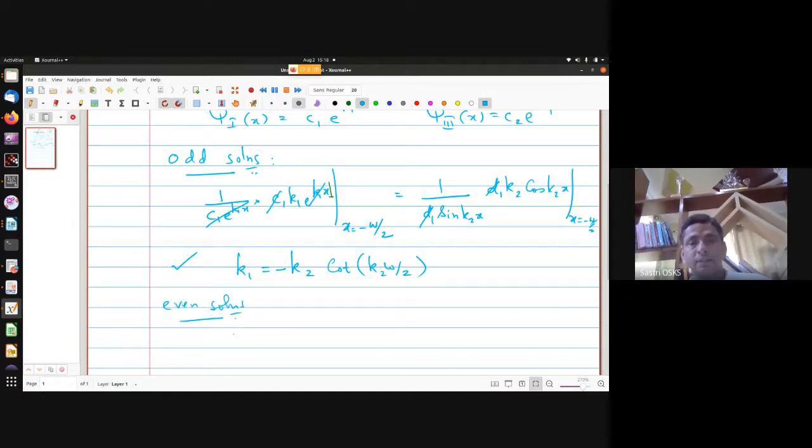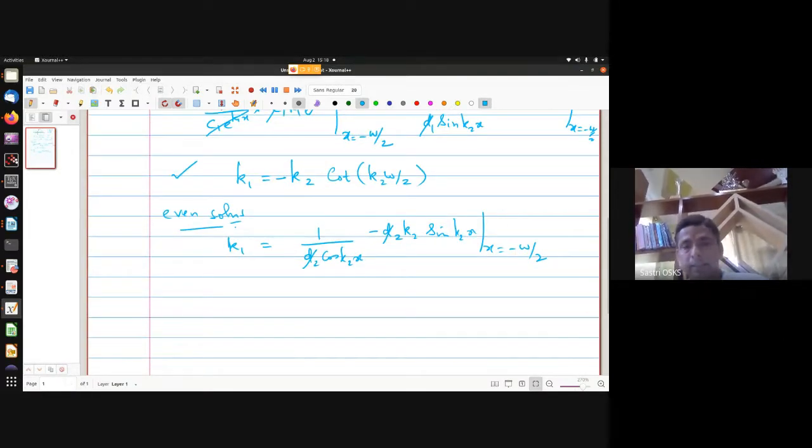Okay, so for the even solutions, you will again have k1 only on this side, but on this side we will get 1 by d2 cos k2x, and differentiation of that will give you minus d2 k2 times sine k2x at x equal to minus w by 2. So d2 goes away, and what you are left with is basically tan, but again sine is an odd function, cos is an even function, so you get overall minus sign. So you'll get k1 equal to plus k2 times tan k2 w by 2. So you can see how easily we got this, right?